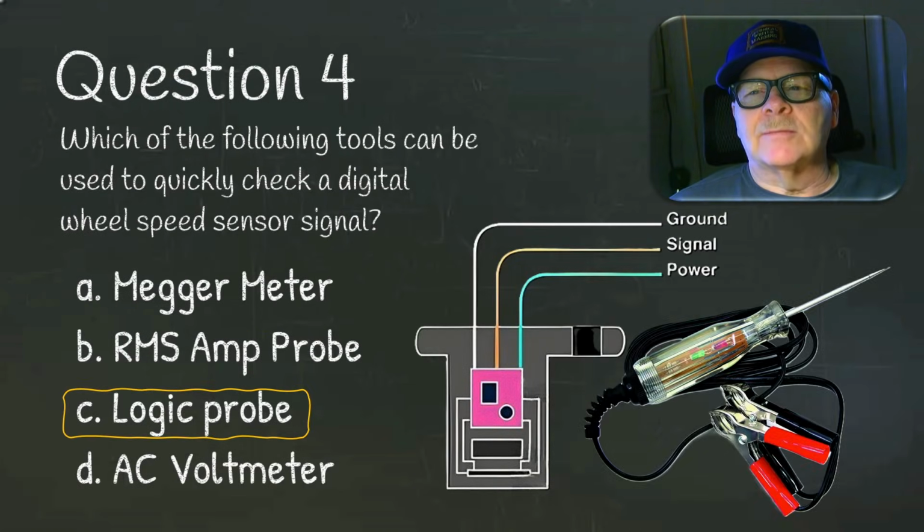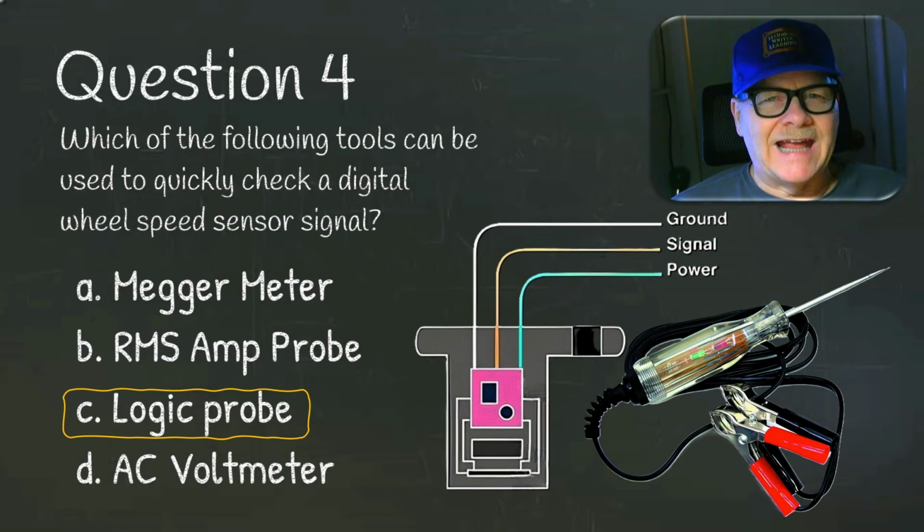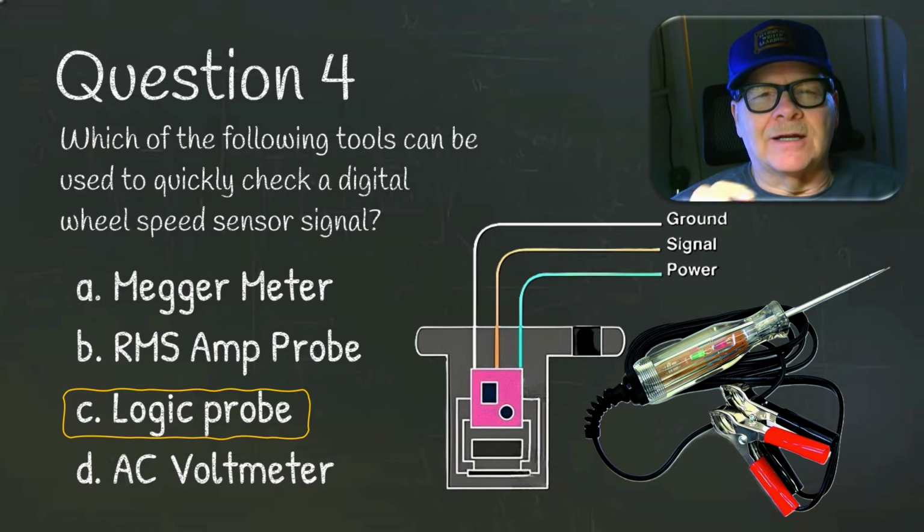Which of the following tools can be used to quickly check a digital speed sensor signal? Logic probe. Now, not all digital speed sensors have got 3 wires. Some have 2 wires, such as on Dodge vans. It'll have 12 volts going to it, and it'll have a little square wave. The best thing to measure that with is a scope. But if you've got a logic probe, you hook it to positive and negative, and red lights up when you touch power and green lights up when you touch ground. You can measure it with a logic probe and it'll wink that light on and off if you check your signal wire with a logic probe.